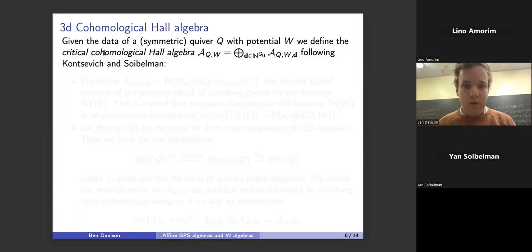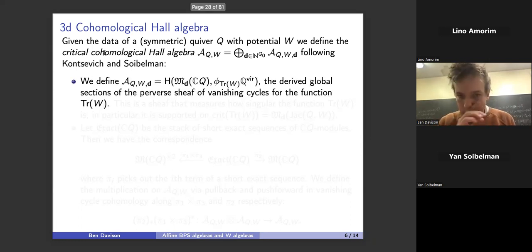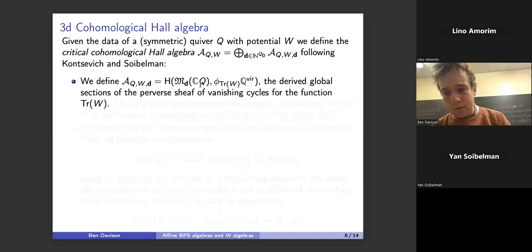All right, so given a symmetric quiver with potential W, we define the critical cohomological Hall algebra, which will be a graded thing. It's graded by dimension vectors, following the definition given by Kontsevich-Soibelman some years ago. So each graded piece is given by, first we take the stack of d-dimensional representations of the free path algebra, and instead of considering the constant sheaf on it, we consider what's called the perverse sheaf of vanishing cycles for the function trace W.